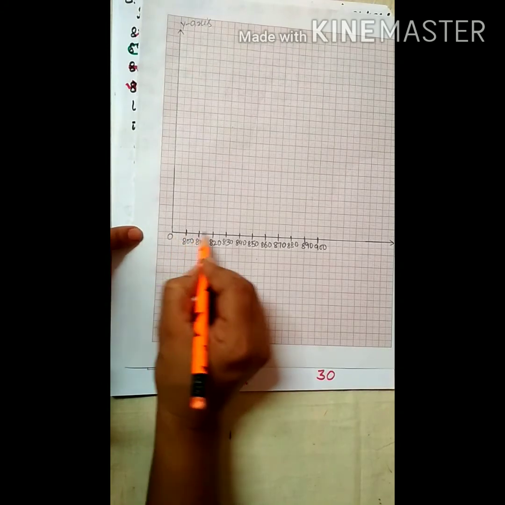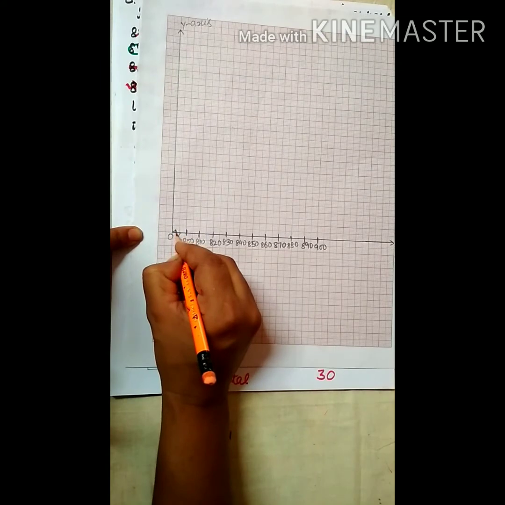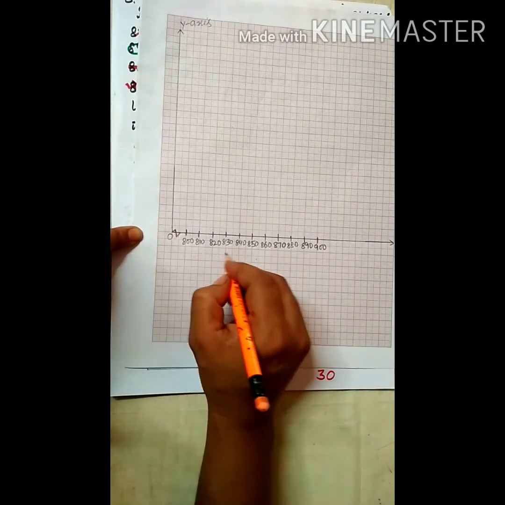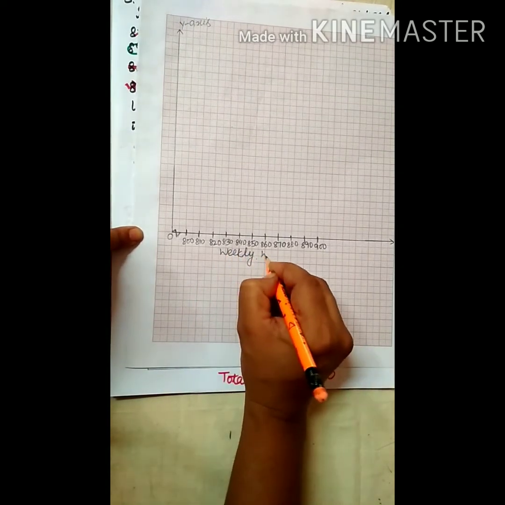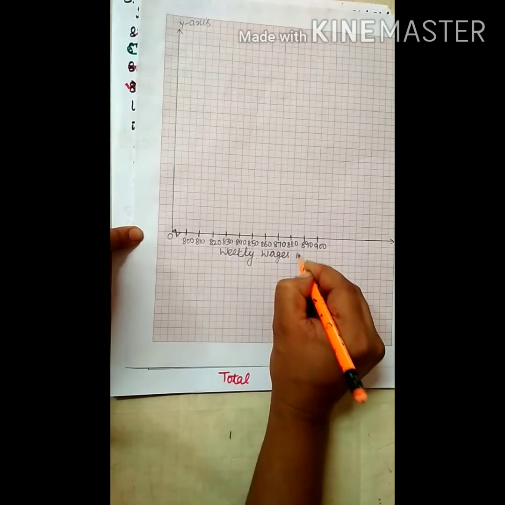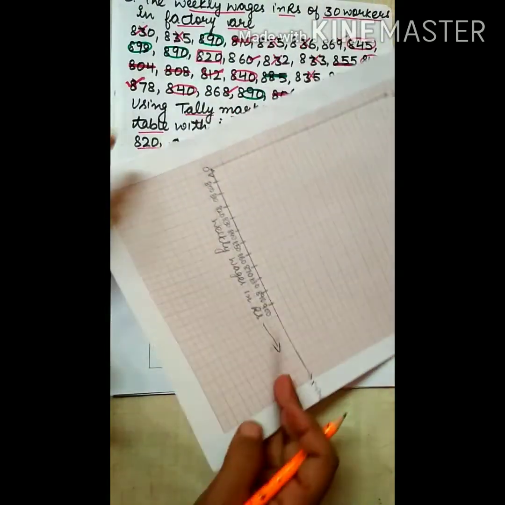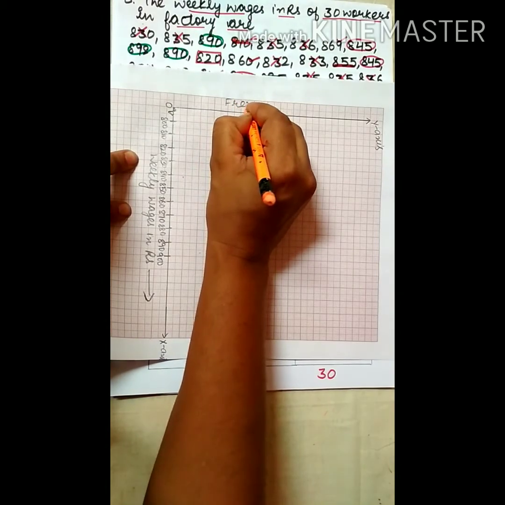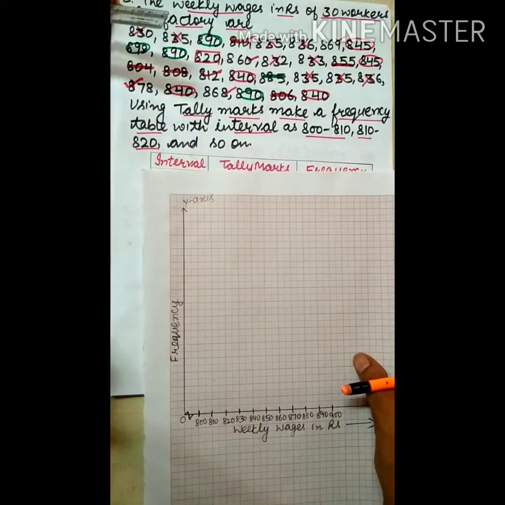So when this gap is different from the next one, then we will put a kink here. This zigzag line shows the kink. And on the x-axis, what are we showing? We are showing the weekly wages in rupees. And on the y-axis, we have the frequency, or you can write the number of workers. Now I will just draw the intervals.